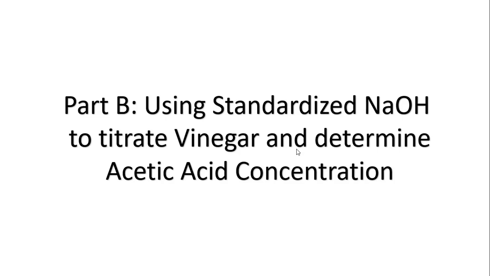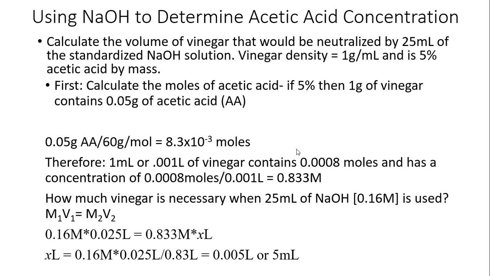So then we go to part B, because once we standardize our sodium hydroxide, we can also use that NaOH to titrate vinegar. This is another analytical experiment where we're going to find out how much acetic acid is in vinegar based on the standardized sodium hydroxide that we know the concentration of. Right? So the first thing in this part, it asks you to calculate the volume of vinegar that will be neutralized by 25 mL of standardized sodium hydroxide solution.